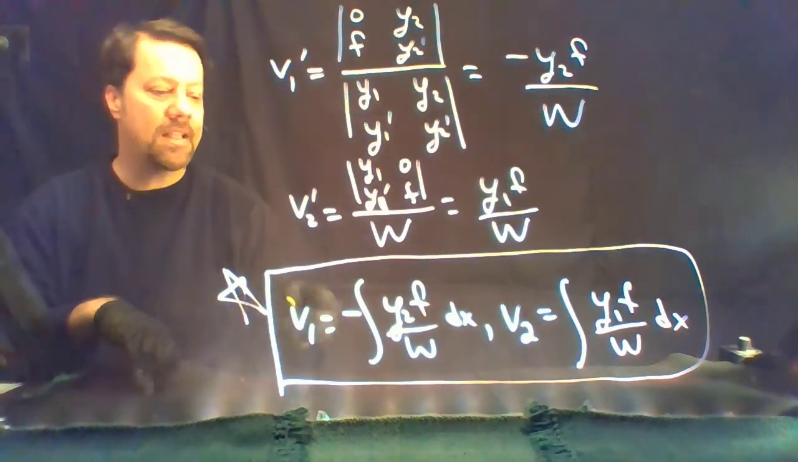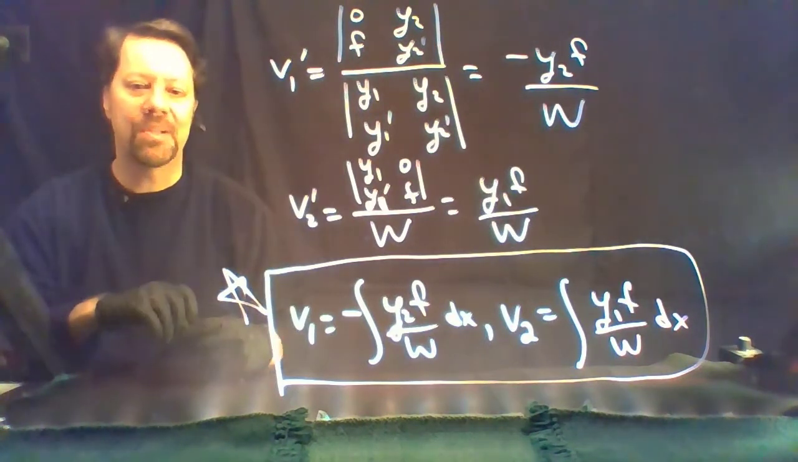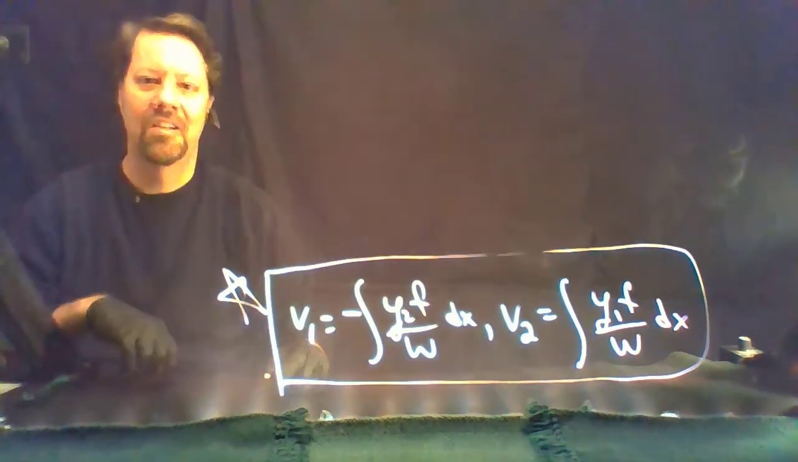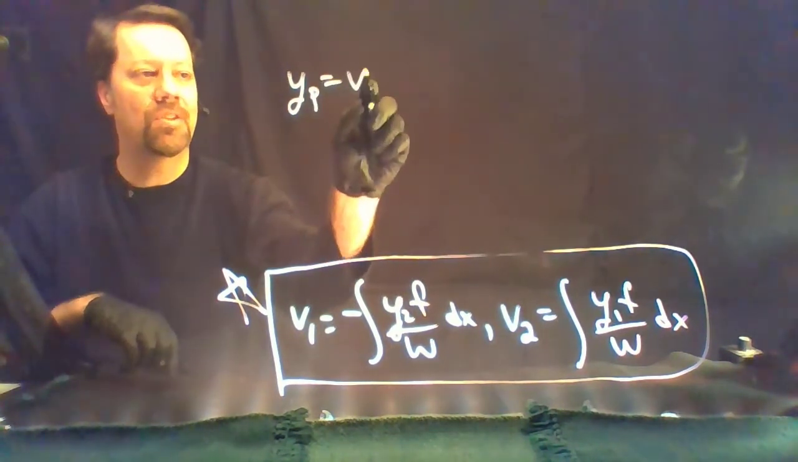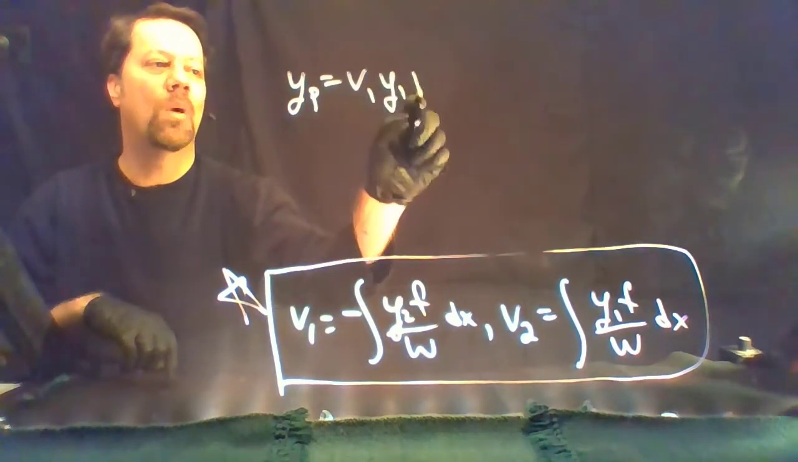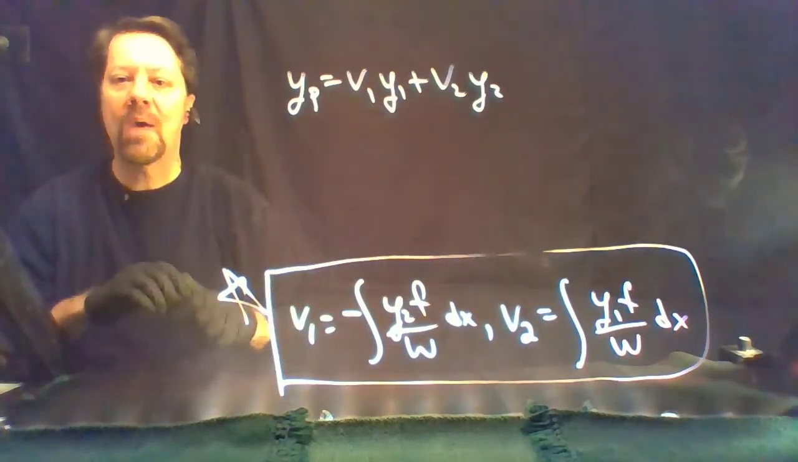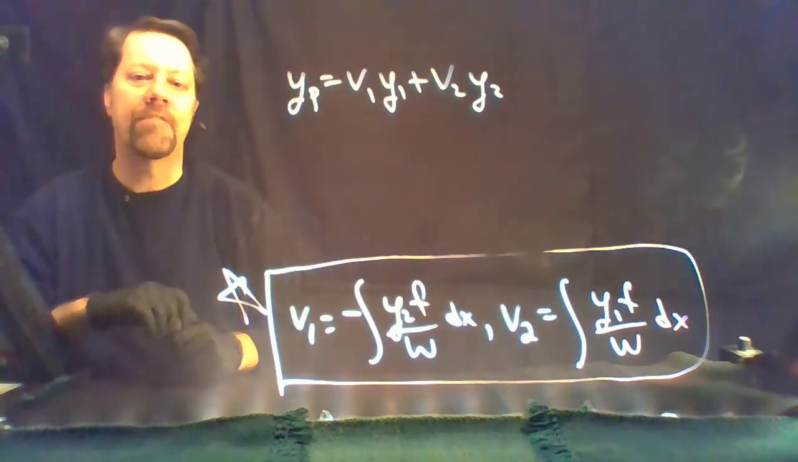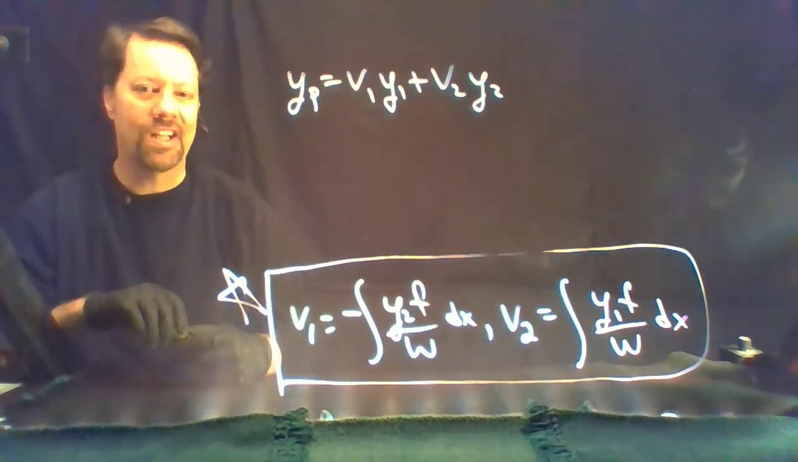It is from these, remember, that you construct the particular solution, yp. From these two formulas, you construct the particular solution, v1 y1 plus v2 y2, where y1 and y2 form a fundamental set of solutions to the corresponding homogeneous equation.